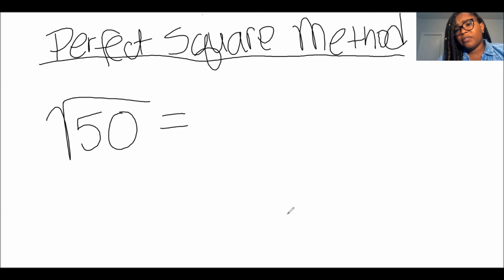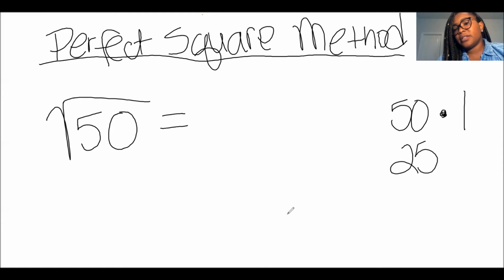I'll start with 50 times 1, right? So 50 and 1 are a factor pair because 50 times 1 equals 50. Another factor pair would be 25 times 2, and then 10 times 5. So if I'm not mistaken, those are all of the factor pairs of 50.